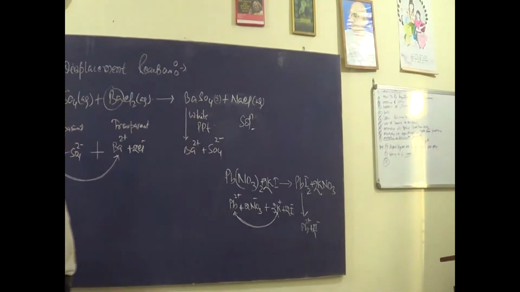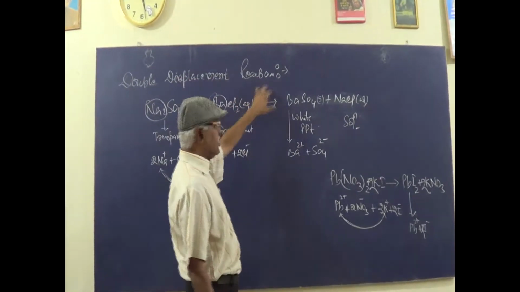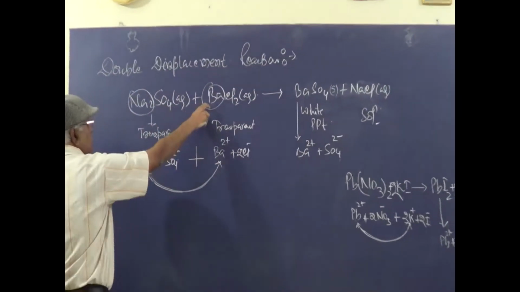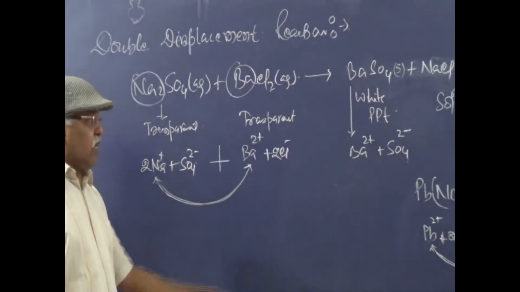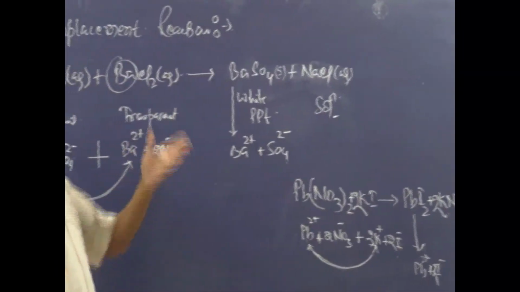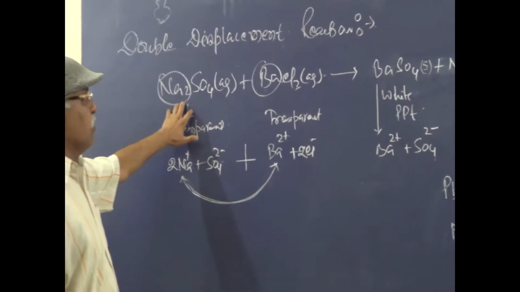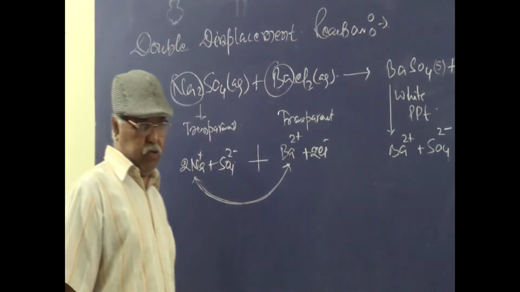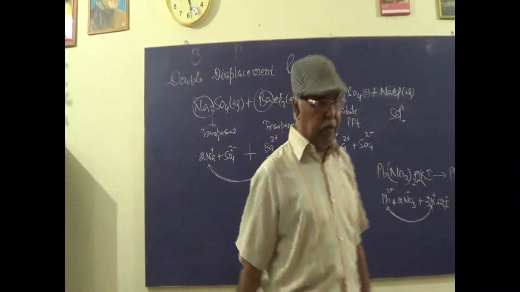By seeing both reactions, you can understand that this is a double displacement reaction: barium displacing sodium and sodium displacing barium, so you are getting two displacements. Now pay attention, I am going to explain the activity. I will be taking the sodium sulfate aqueous solution and the barium chloride aqueous solution. First I have to take the sodium sulfate, then we will prepare the aqueous solution. Now see, pay attention to all that.